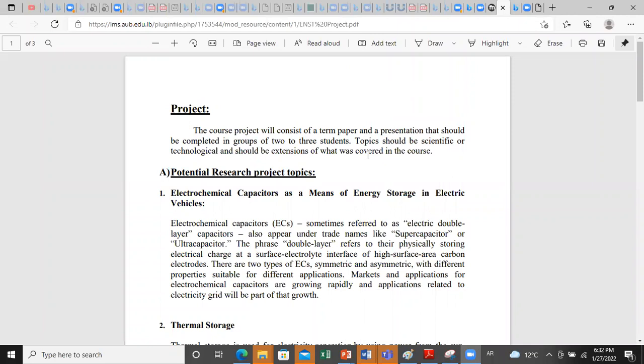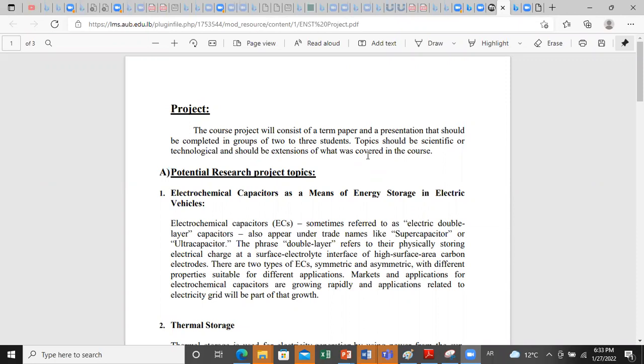Now, concerning the topics, they should be scientific or technological, so related to science and technology of energy, and should be extensions to what is covered in this course. So I will first go over some possible potential research projects that we'll discuss together. And as I told you, try to finalize your choice as soon as possible, because you are expected to start to work on your project.